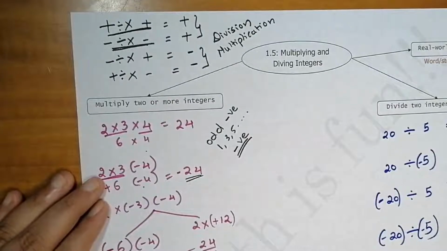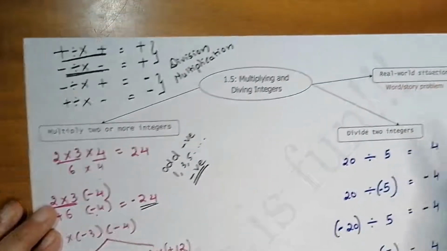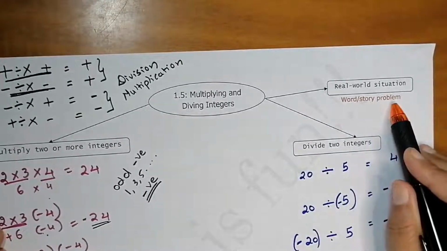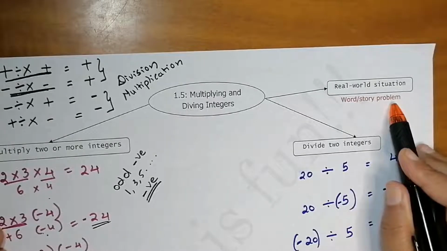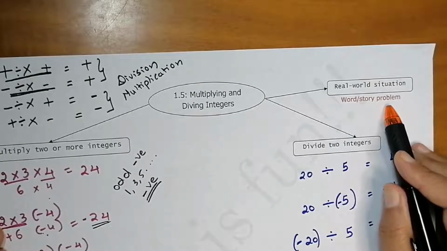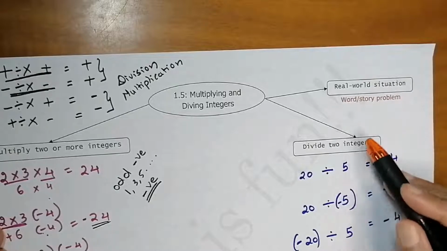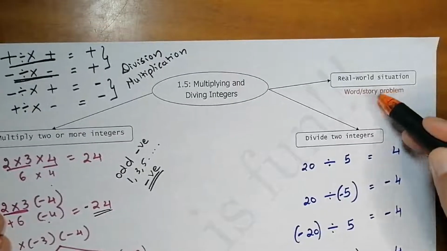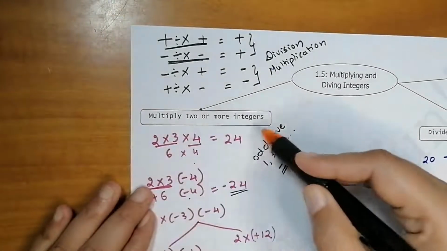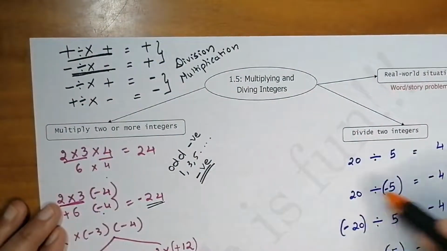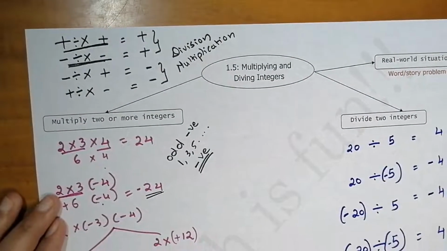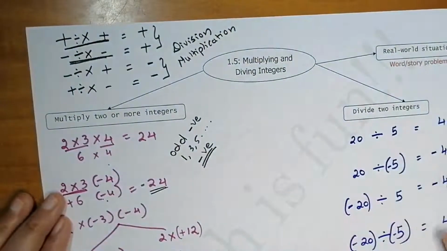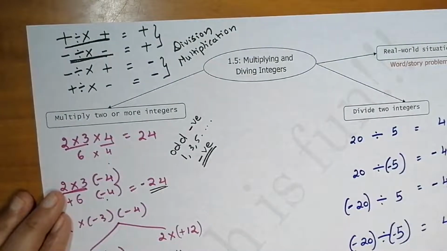Okay, so these are the 2 sections that we were supposed to engage with, and the third section, as you know, is real world situations, which are known as word or story problems. We won't be dealing with them here because we'll deal with them when we do our independent practice exercise with proper examples. Based on the kind of situation, you may have to do multiplication or division, or both. So this is all in this chapter, multiplication and division. Remember the simple rules, know your times tables, and you're sorted with this chapter.